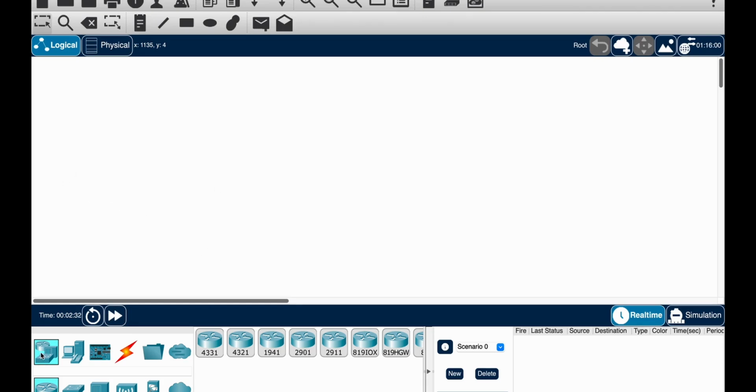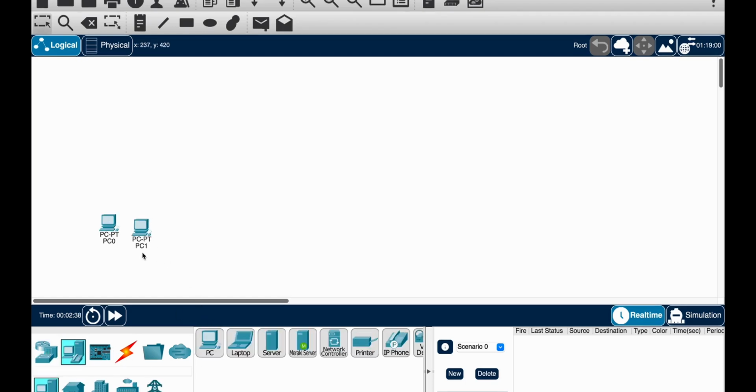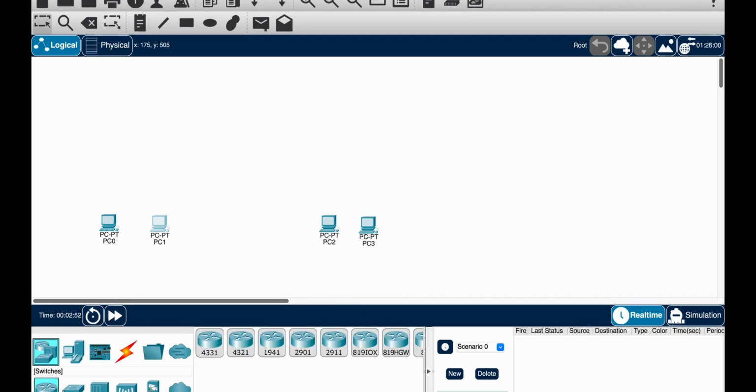We are going to do something very simple. We are going to add two PCs over here, one PC here and another PC over here, so these two are in one LAN. We are also going to have another PC and one more PC over here, so these are supposed to be in another LAN. So we are going to add these switches. Let's add a switch over here, and let's also add a switch over here. Finally, we are going to add a router in the middle. We are going to pick the basic router 4331 and put it over here.